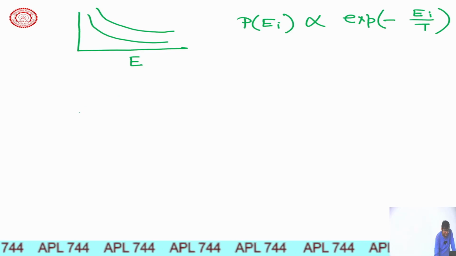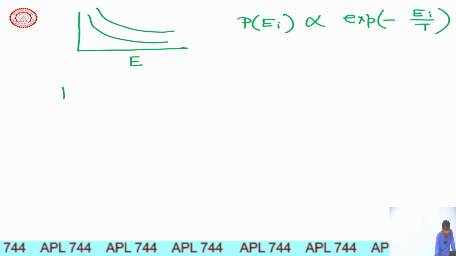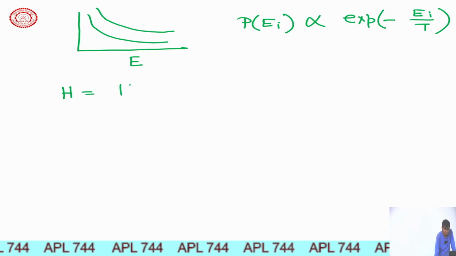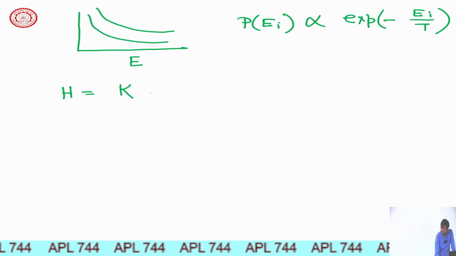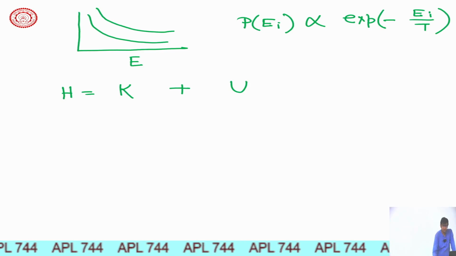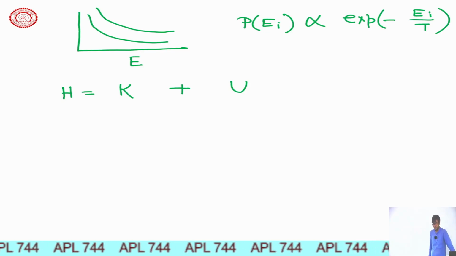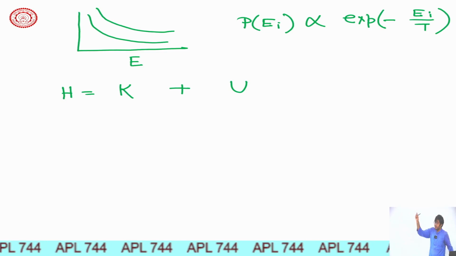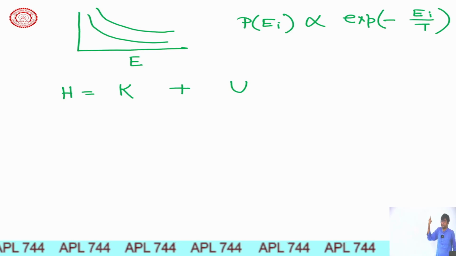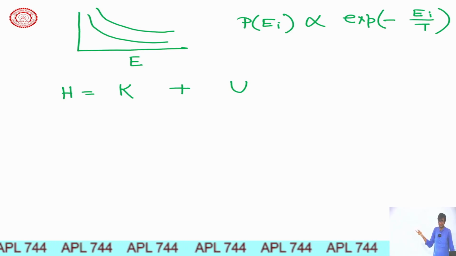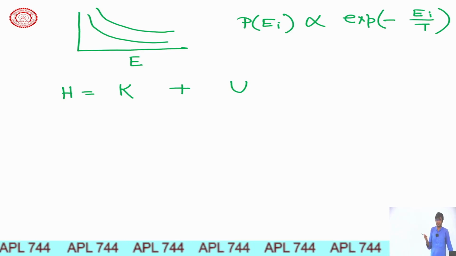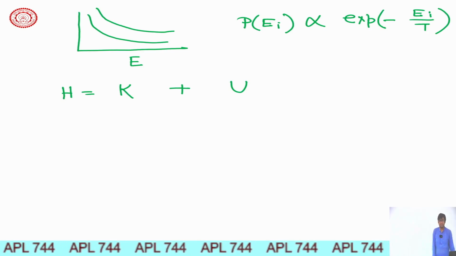So energy here is basically, I will denote it as H, equal to kinetic energy K plus potential energy U. And when I am saying kinetic plus potential, I am assuming that this is a conservative system, so there is no friction or something like that. Hamiltonians are generally for conservative systems where energy is conserved. So that is the consideration here.